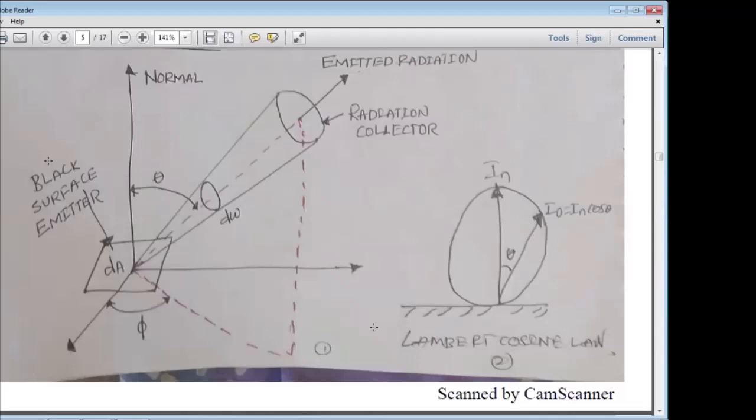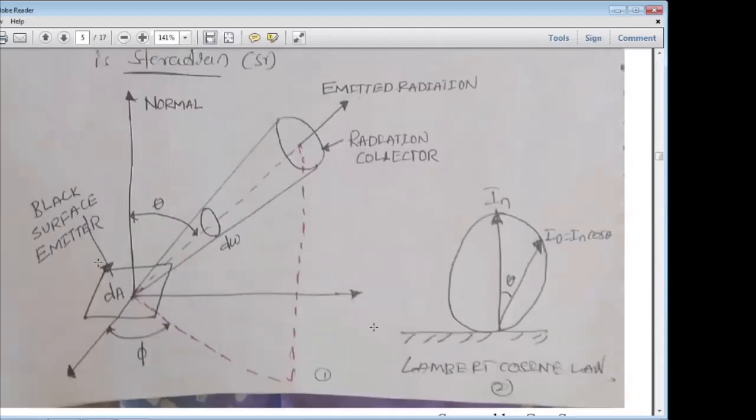Here, explaining the diagram, this is called a black surface. This is the emitter. It will emit radiation, and it will fall on the receiving surface. So the emitted radiation will be received by the radiation collector here. And this is the normal to the radiation.